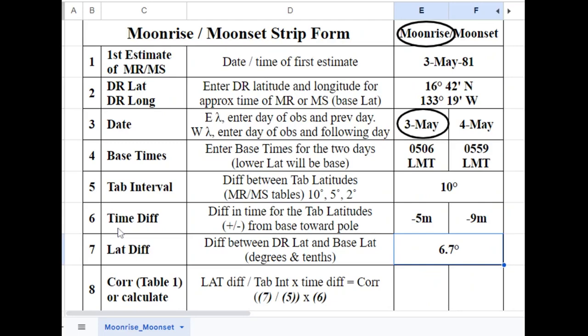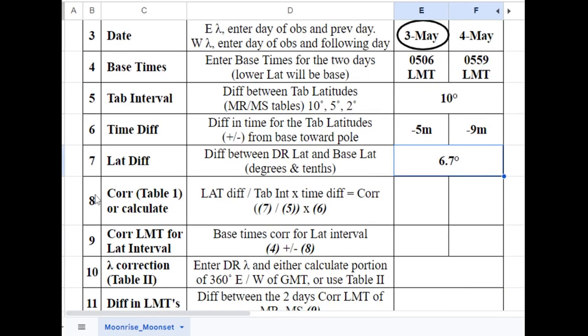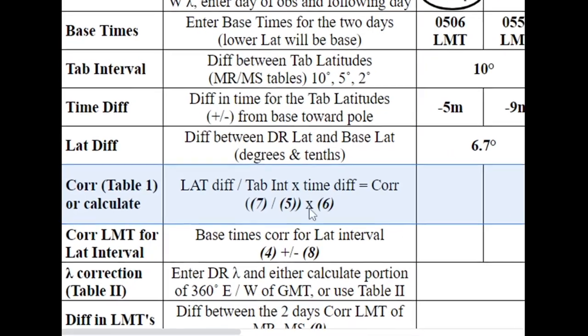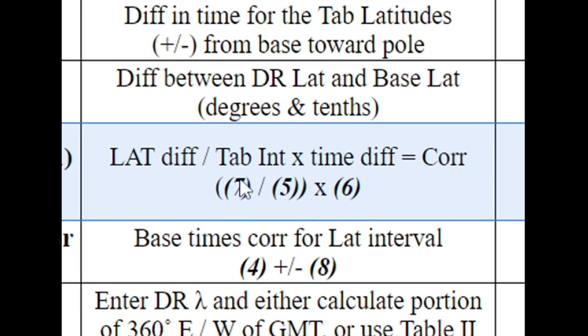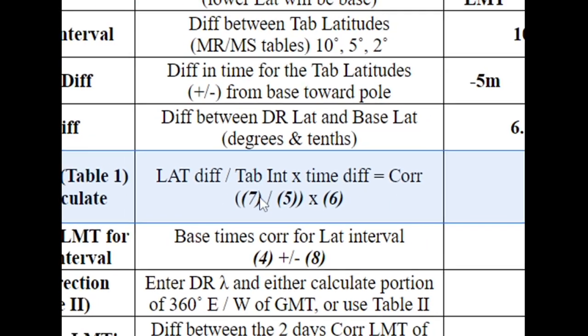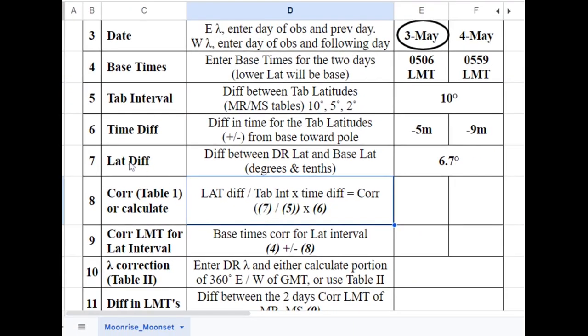Next up, we have step 8. It's where we need to do a little bit of math. We need to figure out our correction. So what we're going to do is follow these steps. All of these numbers that are bold and in italics are step numbers. So we're going to take the latitude difference divided by the tabulated interval multiplied by the time difference to get our correction. In other words, we're going to take step 7, divide it by step 5, and then multiply it by step 6.